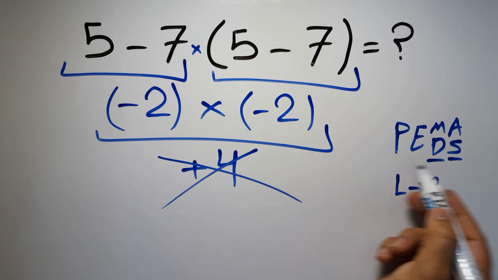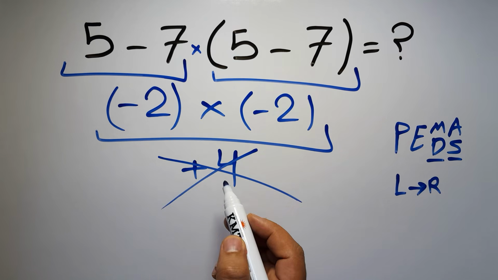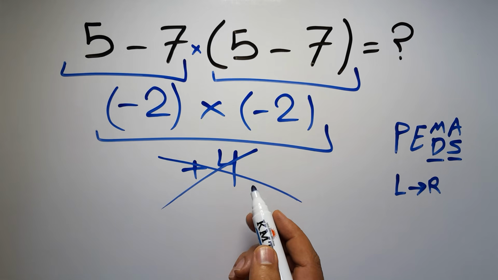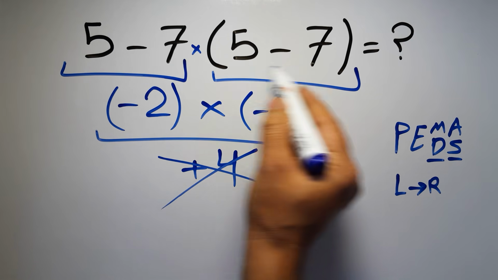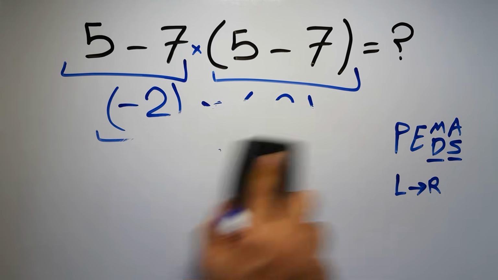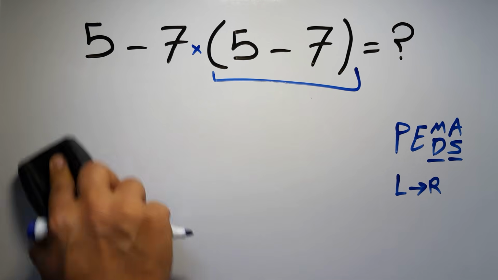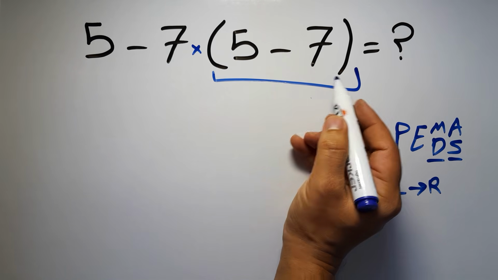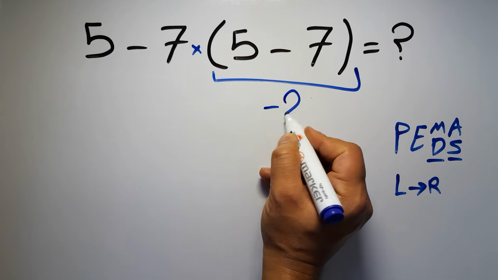Okay, so according to PEMDAS, first we have to do this parenthesis, then this multiplication, and finally this subtraction. If we do this subtraction before this multiplication or this parenthesis, it is wrong. So first this parenthesis. Inside this parenthesis we have 5 minus 7, which equals negative 2.